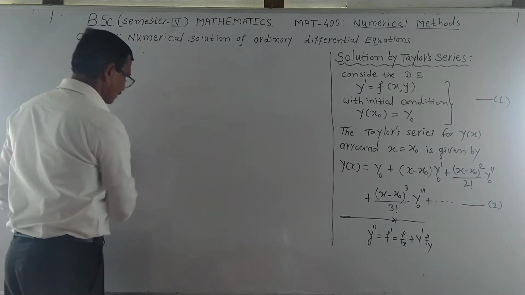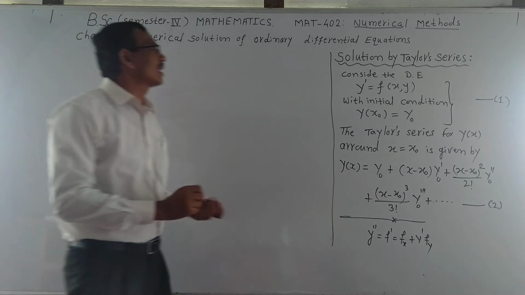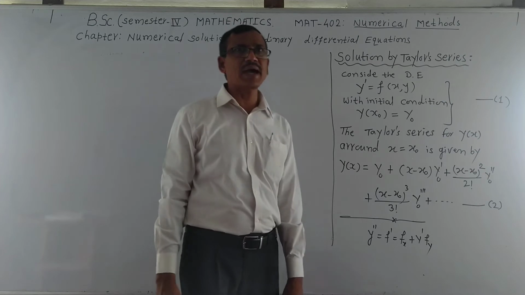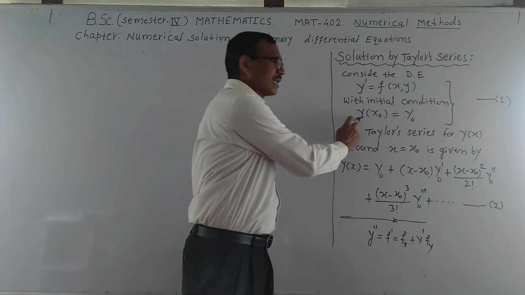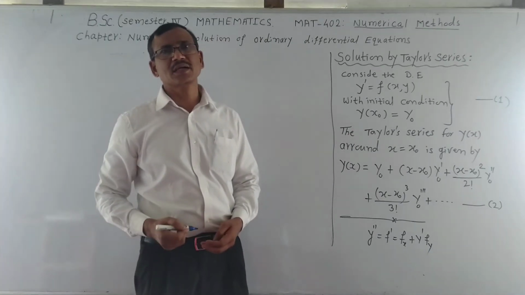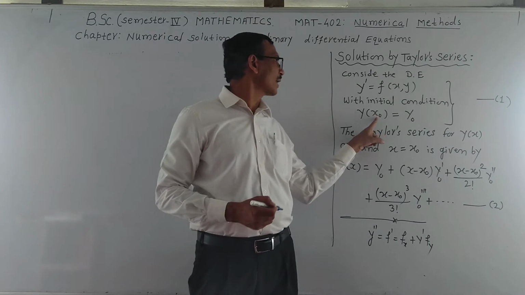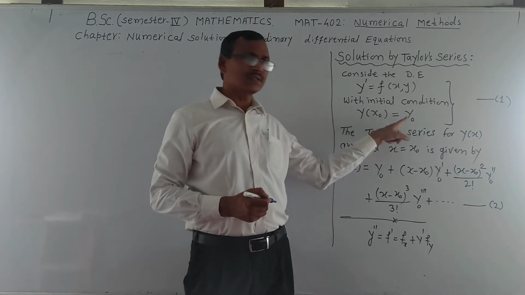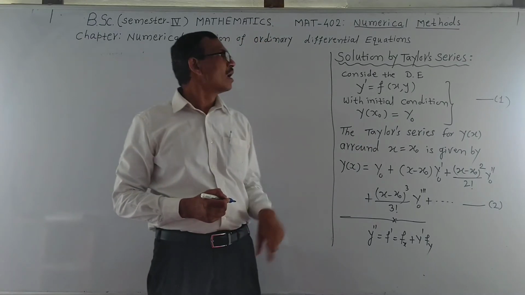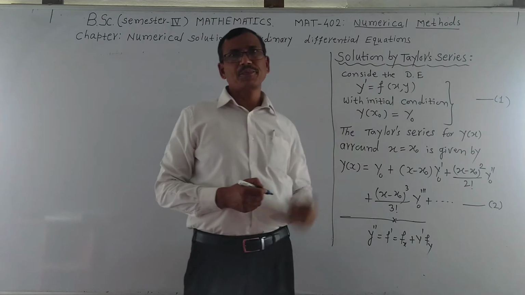by Taylor series method. To solve this, we shall consider the differential equation y dash is equal to f of x, y with initial condition y of x0 is equal to y0. This is the initial value problem. At x is equal to x0, the value of y is y of 0, denoted by y0. Now we have to solve this problem by Taylor series method.